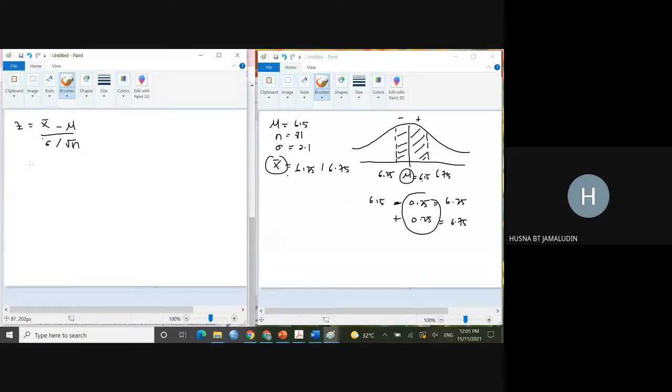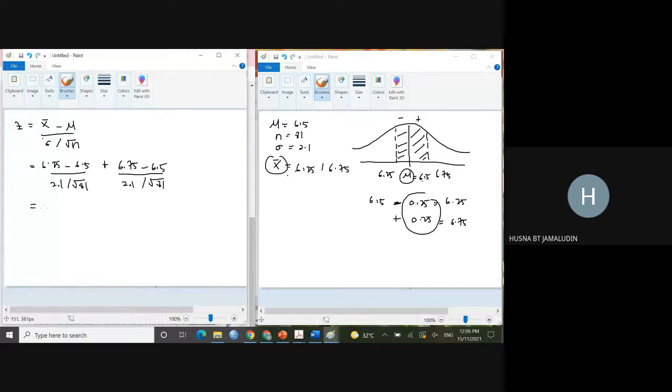You have two areas. So the first X bar is 6.25, and then you minus mu. What is your mu? 6.5, over sigma. What is sigma? 2.1, over square root of n. What is n? n is 81. So you want to find these two areas, and I just plus these two areas. The second X bar is 6.75 minus your mu 6.5 over the same thing, sigma 2.1 over square root of n, 81.